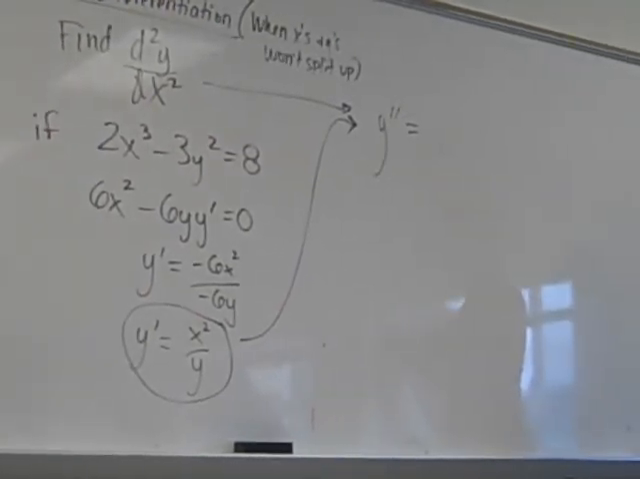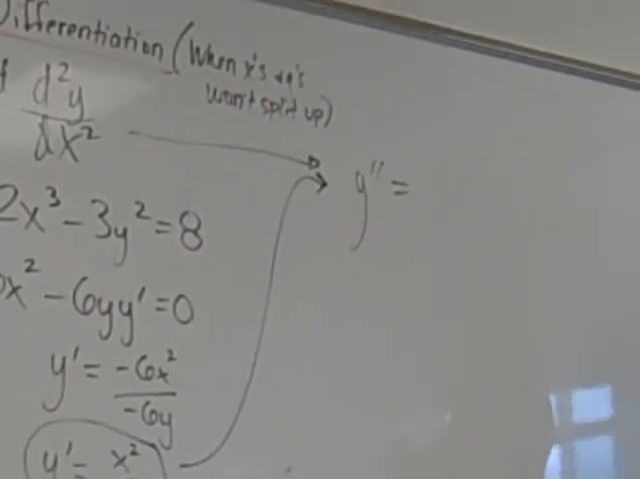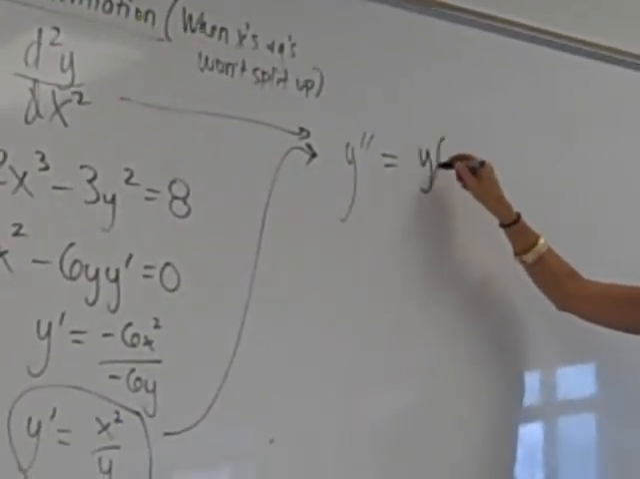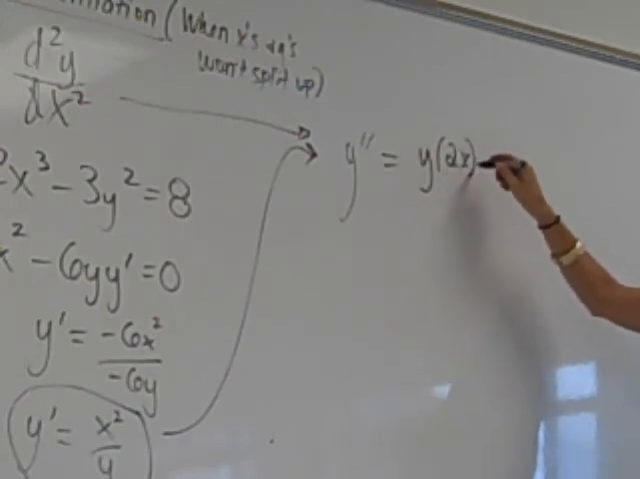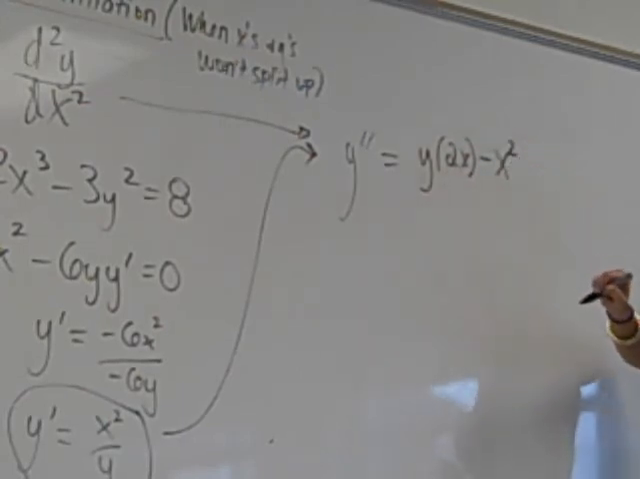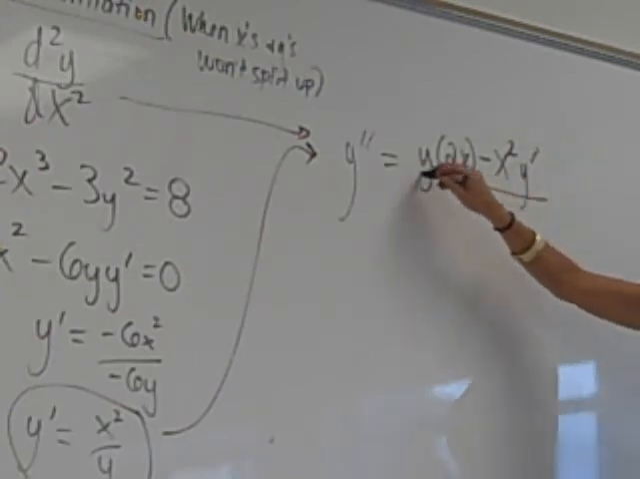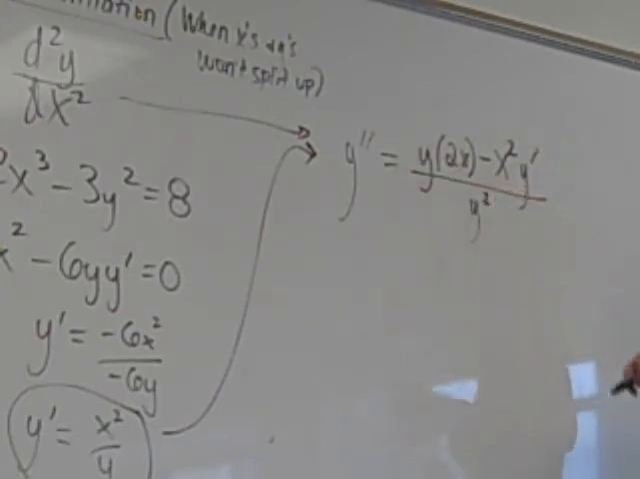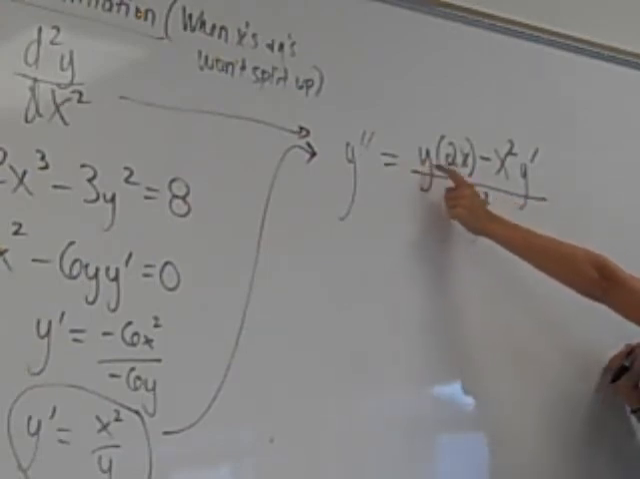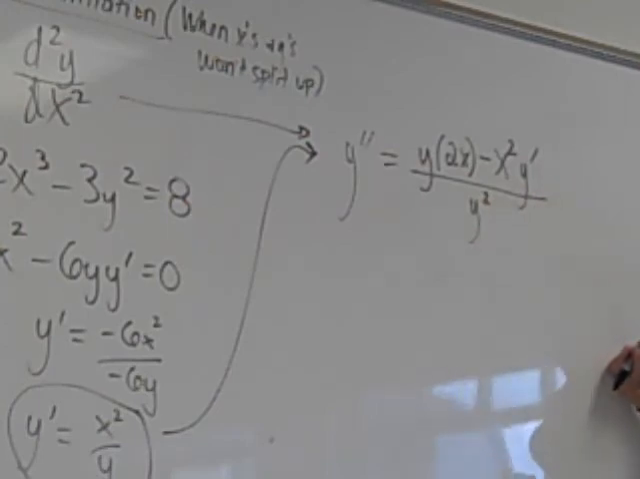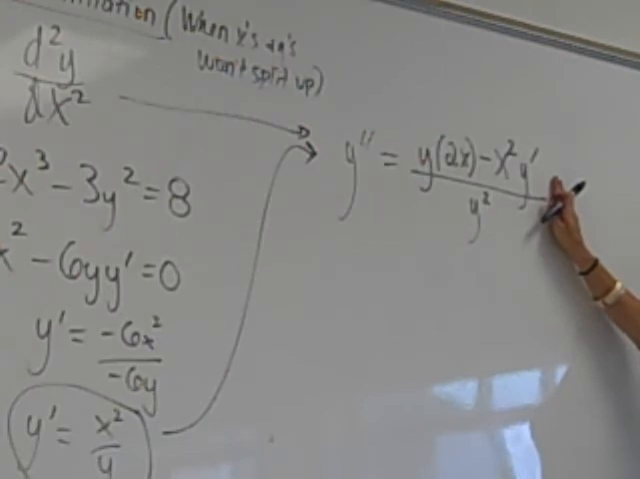And now for x squared over y, what do you have to use? Quotient rule. So I got the bottom times the derivative of the top minus the top times the derivative of the bottom, which is going to be y prime, over the bottom squared. So the bottom is y, derivative of the top is x squared, the derivative of the bottom is y prime. Everyone with me so far?